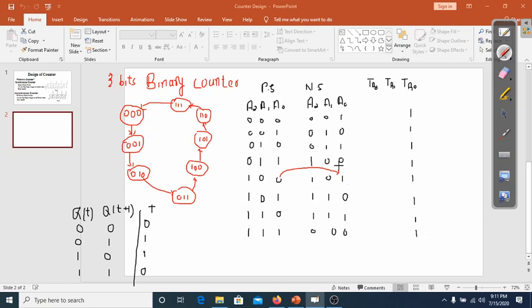Now taking into account the second bit, here the present state is 0, next state is 0, there is no change, so the input would be 0. Here the present state is 0, next state is 1, so the input is 1. Present state is 1, next state is 1, so there is no change, so the input would be 0. Present state is 1, next state is 0, so the input is 1 over here. Present state is 0, next state is 0, there is no change, so the input would be 0.